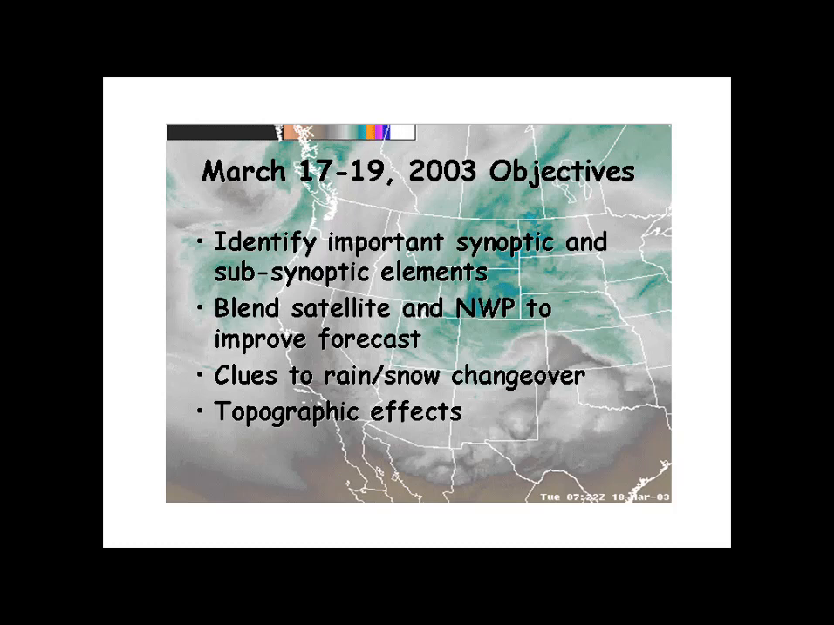The objectives for this particular case are going to start out with identifying important synoptic and subsynoptic elements, to blend satellite and numerical weather prediction models together to improve the forecast, and to show just how satellite data can be utilized to give added extra value to forecast situations. We're also going to look for clues for the rain-snow changeover and the effects of the topography around the area.